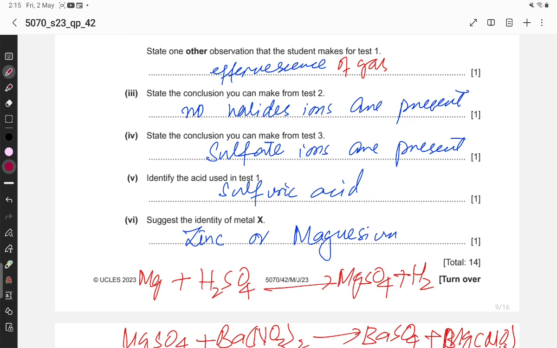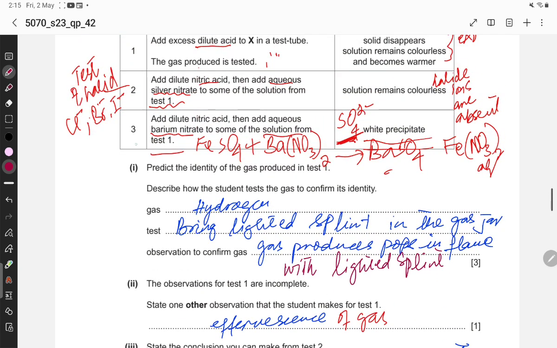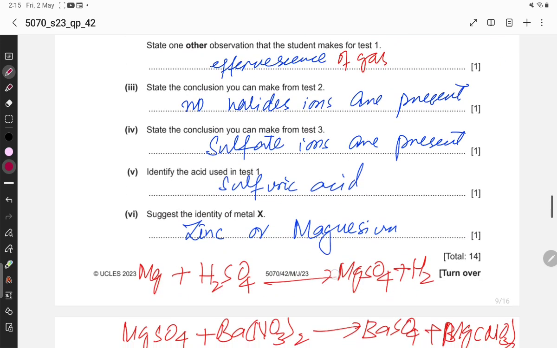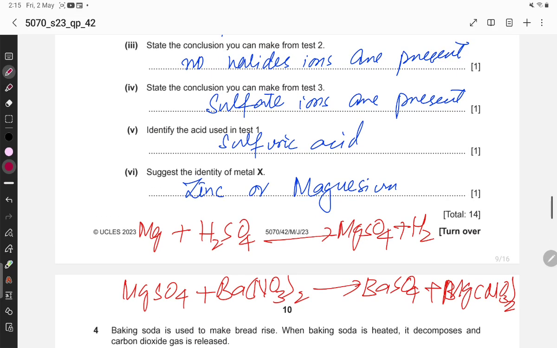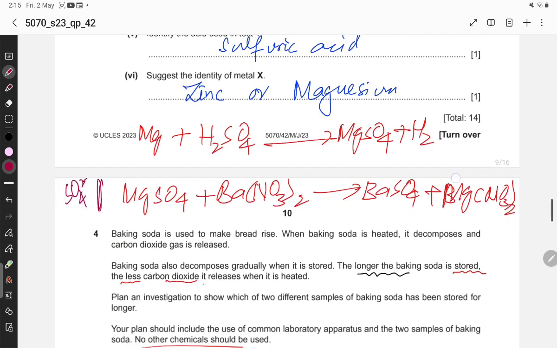State the conclusion you can make from test 3. Sulfate ions are present because a white precipitate is formed. This is the test for sulfate ions. Identify the acid used in test 1: sulfuric acid. Suggest the identity of metal X. It can be zinc or magnesium. Magnesium reacts with sulfuric acid to form magnesium sulfate and hydrogen gas. And this is the reaction for the test of sulfate ion.